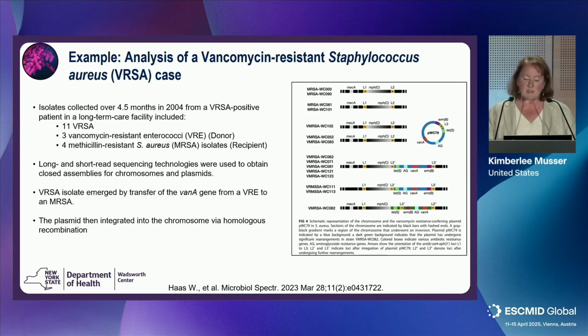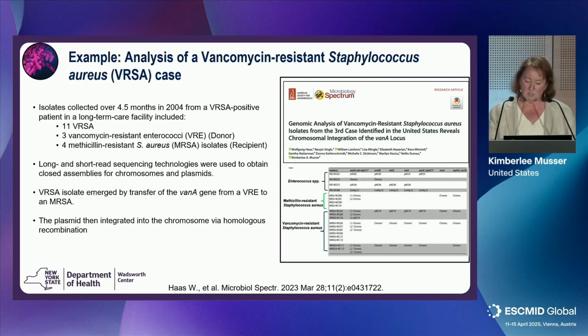The plasmid in some of the isolates did integrate into the chromosome via homologous recombination, and we were able to just put some of this work together and publish this as well to try to just have this information out there. We weren't aware at the time if other examples of the VAN-A gene moving into the chromosome had been observed, so we wanted to publish that.